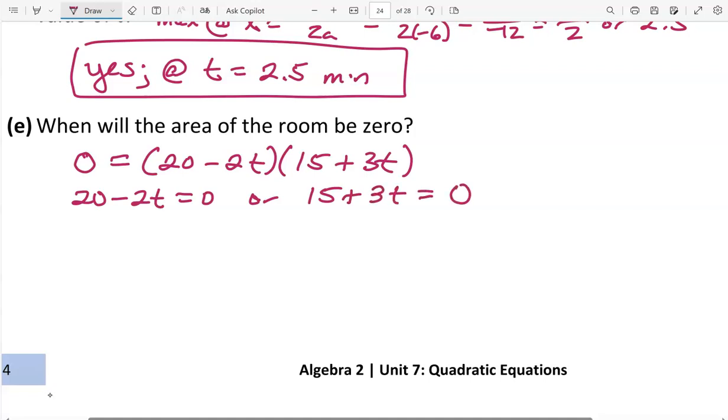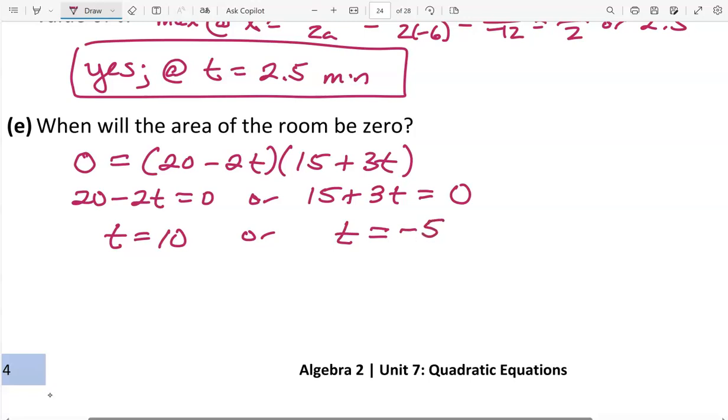But think about what this means. One of those expressions was the width and the other was the length. So does it make sense that the area of the room is equal to 0 if either the width or the length are equal to 0? If we solve the first equation, 20 minus 2t is equal to 0, that's t equals 10. If we solve the second equation, that's going to give us a second solution. That will give us a t equal to negative 5.